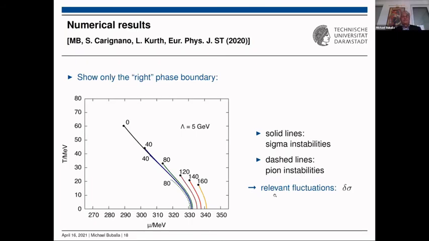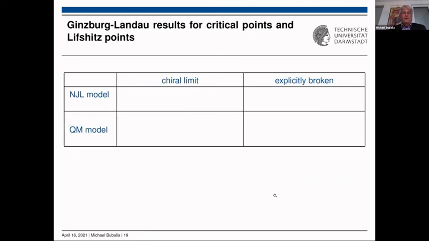Okay, now let me make some more general discussion about the two models I mentioned in the beginning, the NJL model and the quark meson model. We want to discuss now the fate of the Lifshitz point and these critical points in the chiral limit and in the explicitly broken case. So in the chiral limit, this is what I mentioned in the very beginning.